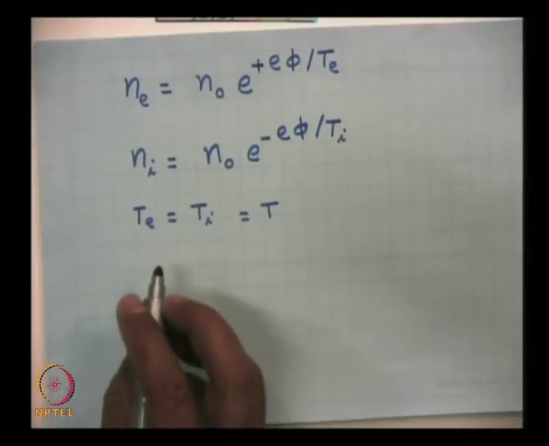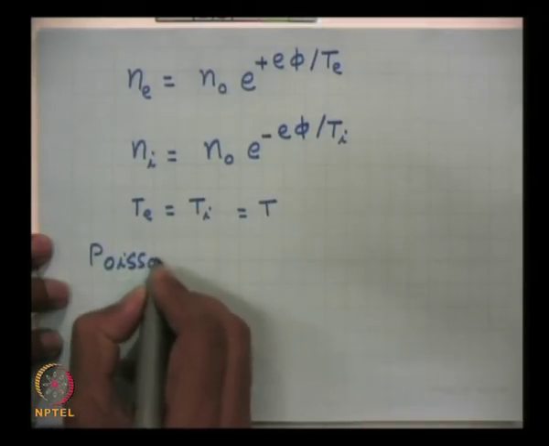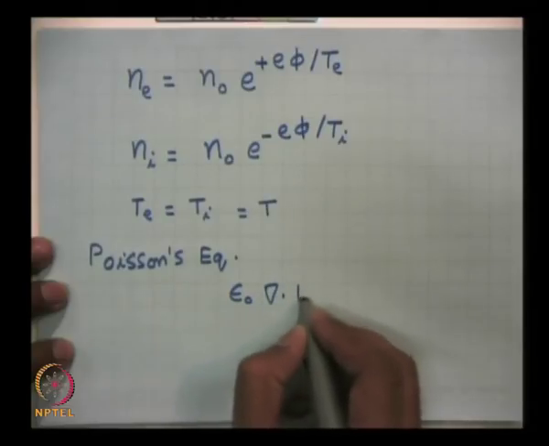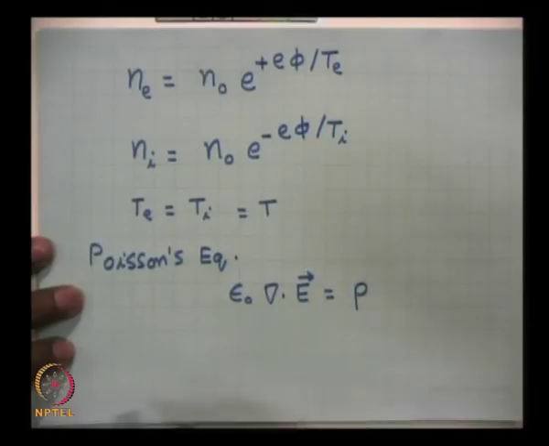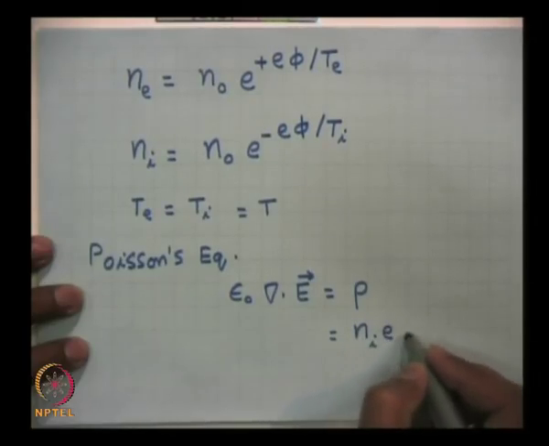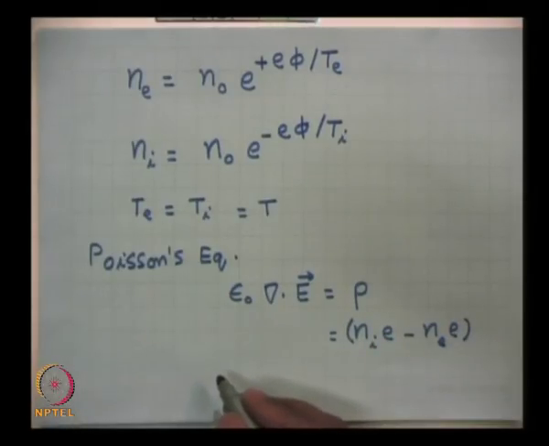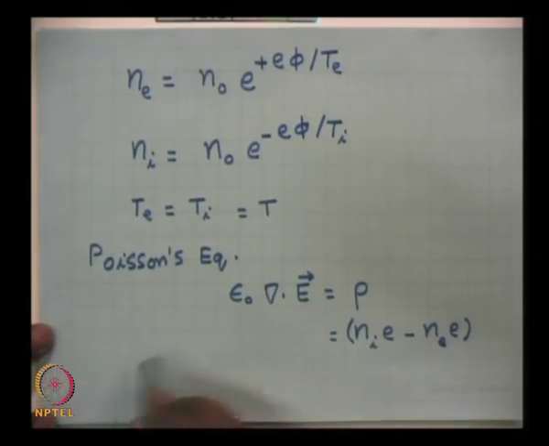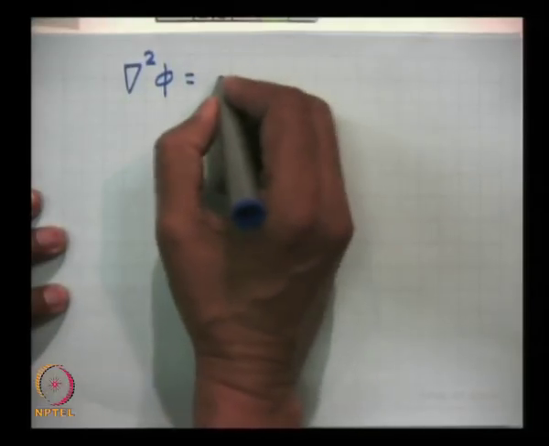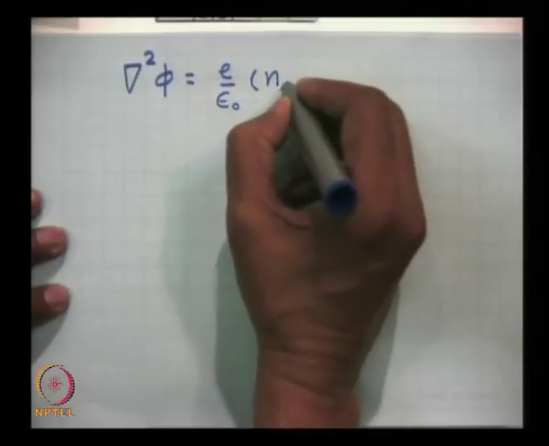Now, because of this charge, if you go back to Poisson's equation in electrostatics, it says epsilon 0 divergence of E is equal to the charge density rho. Which is the same thing as the ion charge, nI times E, minus the electron charge per unit volume, nE times E. If I put E equal to minus grad phi, this equation becomes del square phi is equal to E upon epsilon 0 times (nE minus nI).